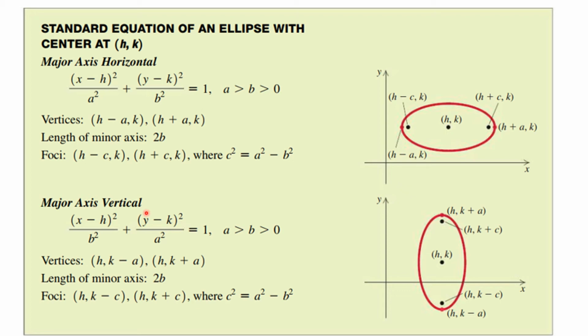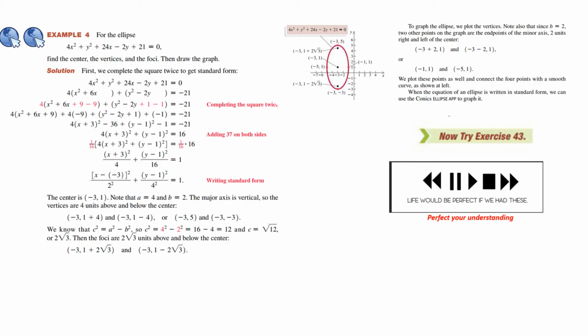If you have a vertical axis, the bigger number is going to be under the y. It is going to be (x minus h) whole squared over the lower number, b squared, plus (y minus k) whole squared over a squared equals 1. Again, always c squared is equal to a squared minus b squared. You do have to know which way the major axis is running. So let's do this problem.